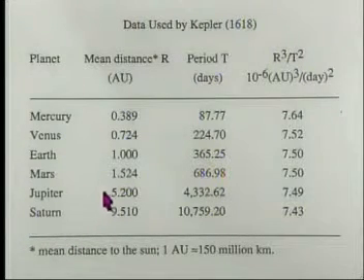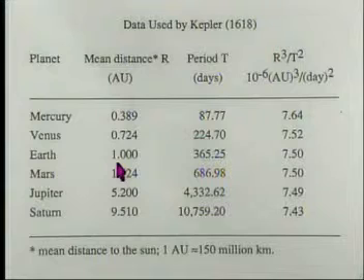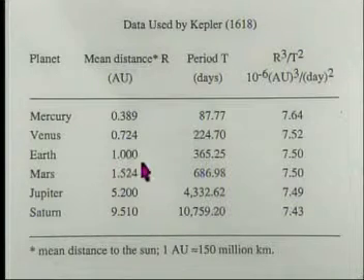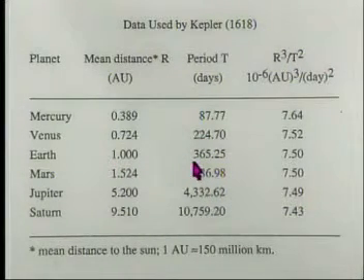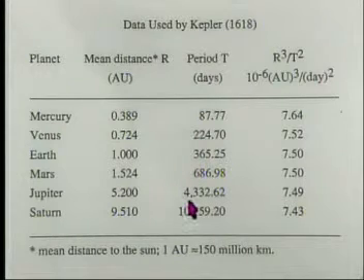For the Earth, that is 1, because we work in astronomical units. Everything is referenced to the distance of the Earth. This is 150 million kilometers. And it takes the Earth 365 days to go around the Sun. Jupiter about 12 years, and Saturn about 30 years.